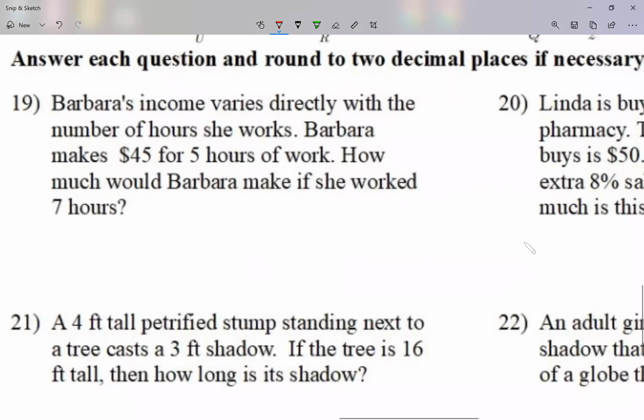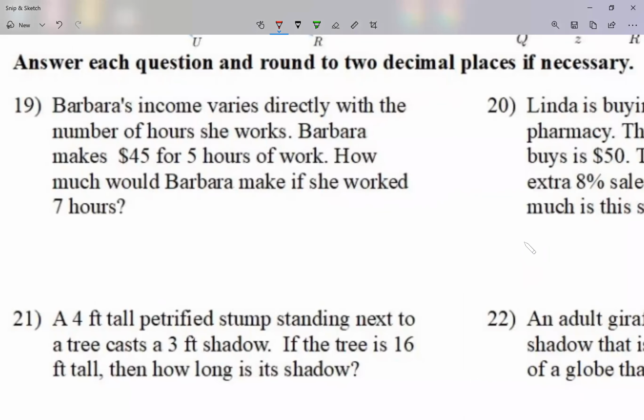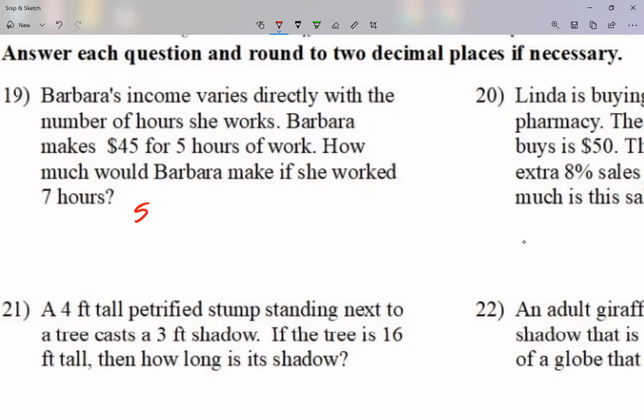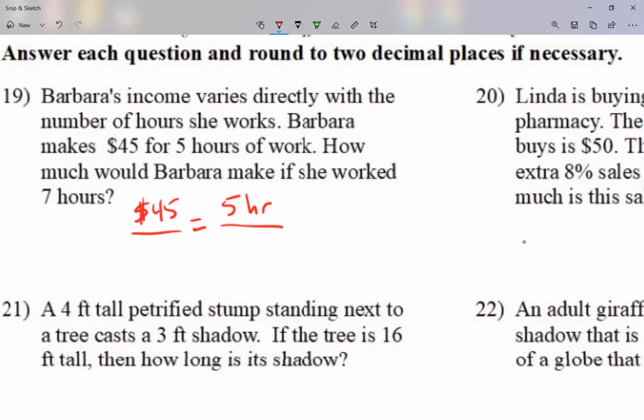So here, Barbara's income varies directly with the number of hours she works. Barbara makes $45 for 5 hours of work. Let me just write that down. I'm going to say $45 is equal to 5 hours of work, and I'm going to make two fractions.